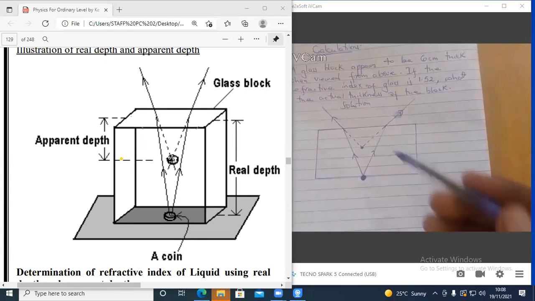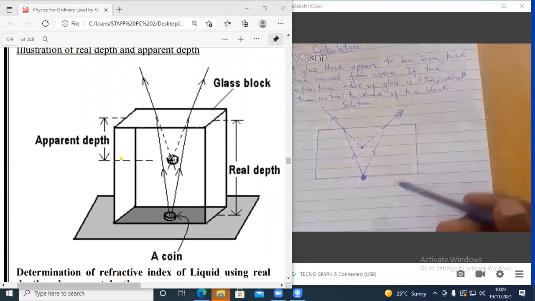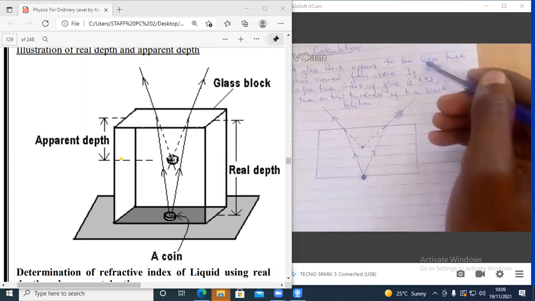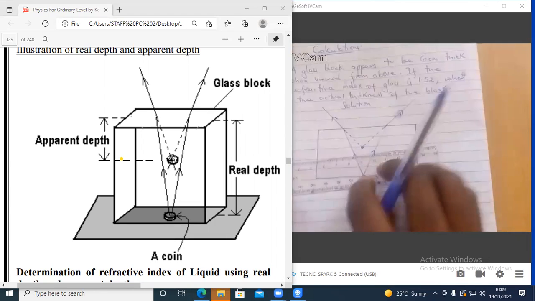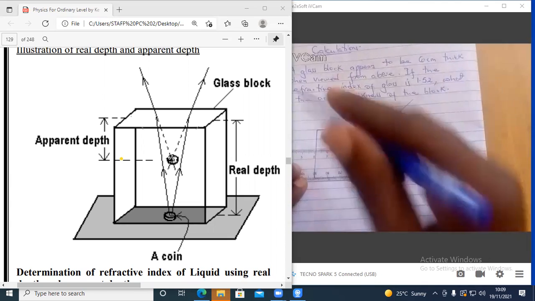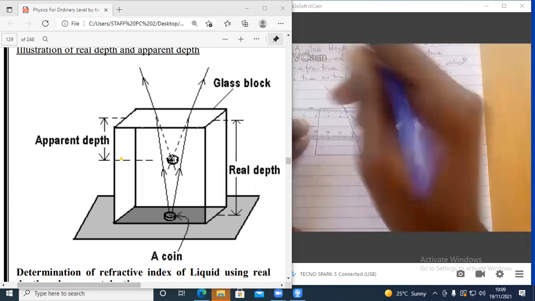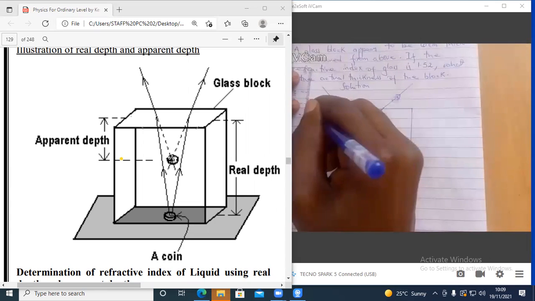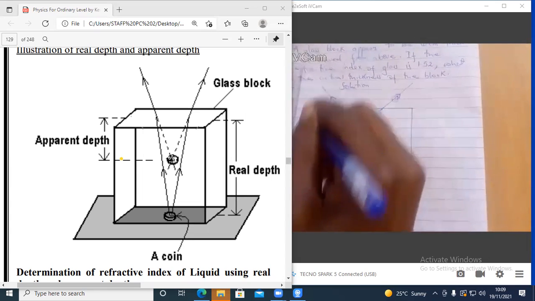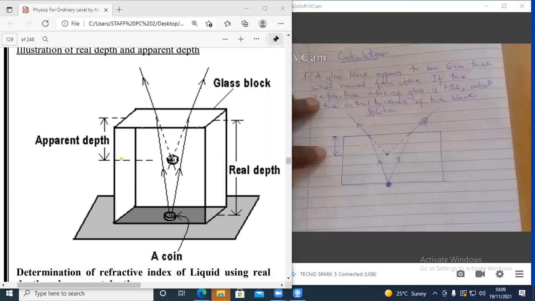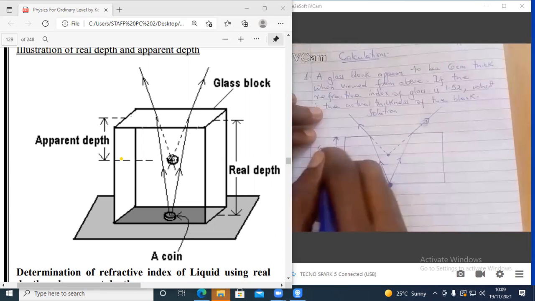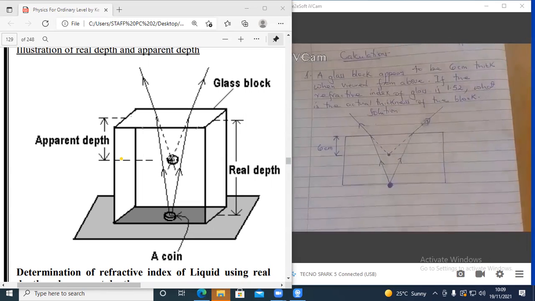So they are saying now the object appears to be 6 centimeters. What is that, members? It's this distance here they are talking about, because they're saying it was viewed from above. So this distance here is 6 centimeters. Are we seeing that, members? Yes, teacher.